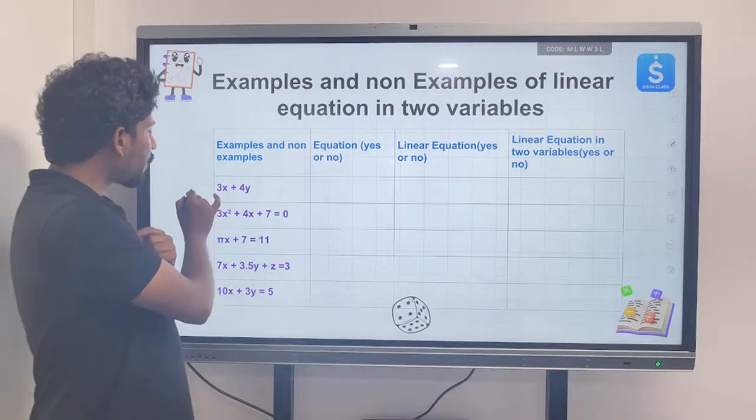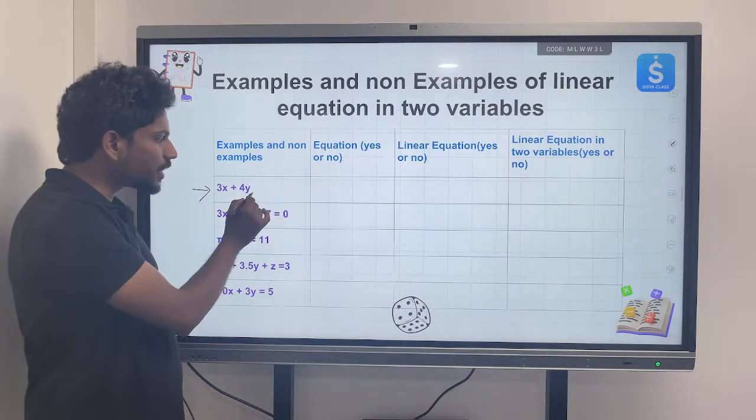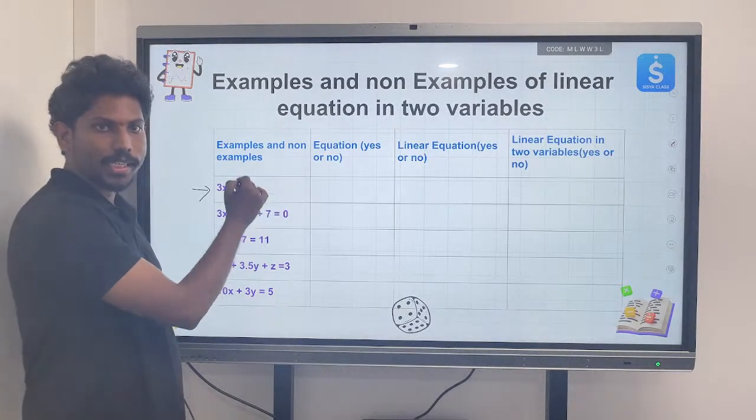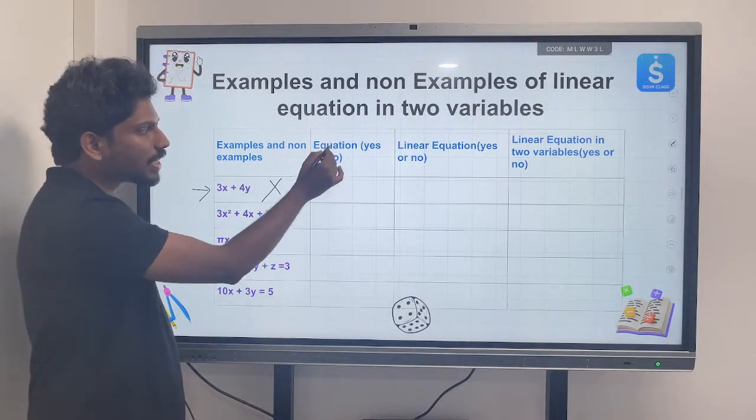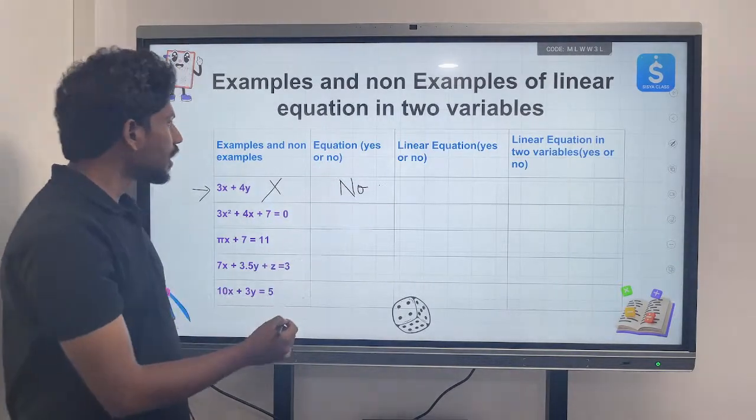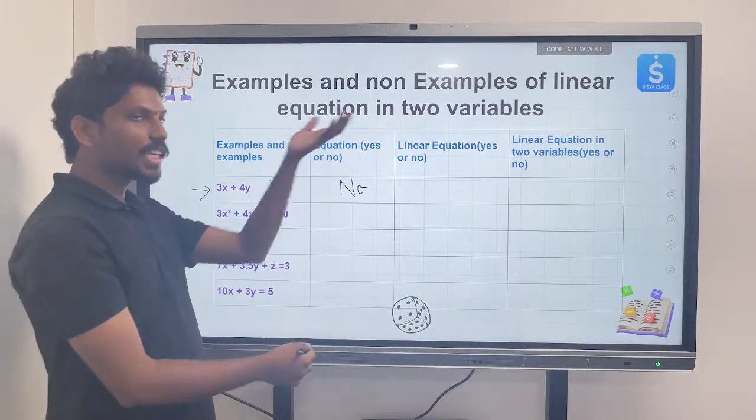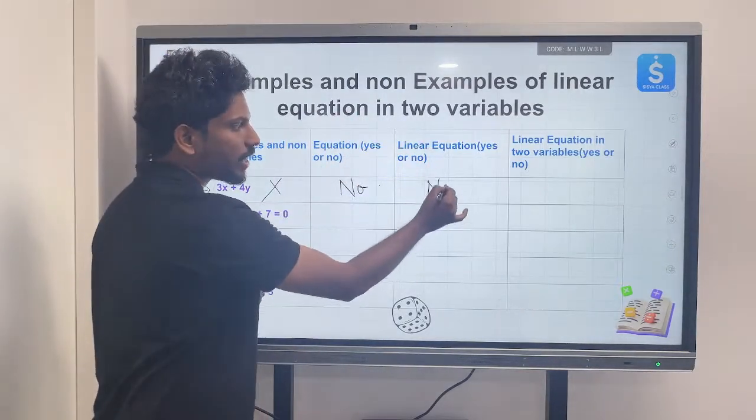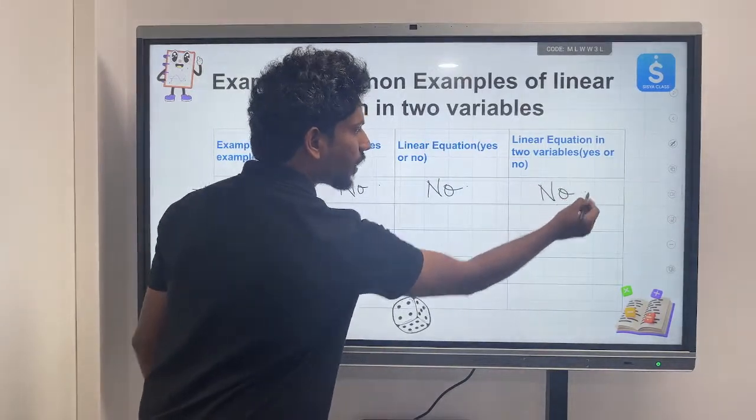Now if you see the first example, is it an equation? Does this statement have any equality sign? No, it does not have any equality sign. So can we call it an equation? No, we cannot. Once I cannot call it an equation, there is no further point in discussing whether it is linear or not. Hence it is never a linear equation in two variable. So there is no further discussion on it.